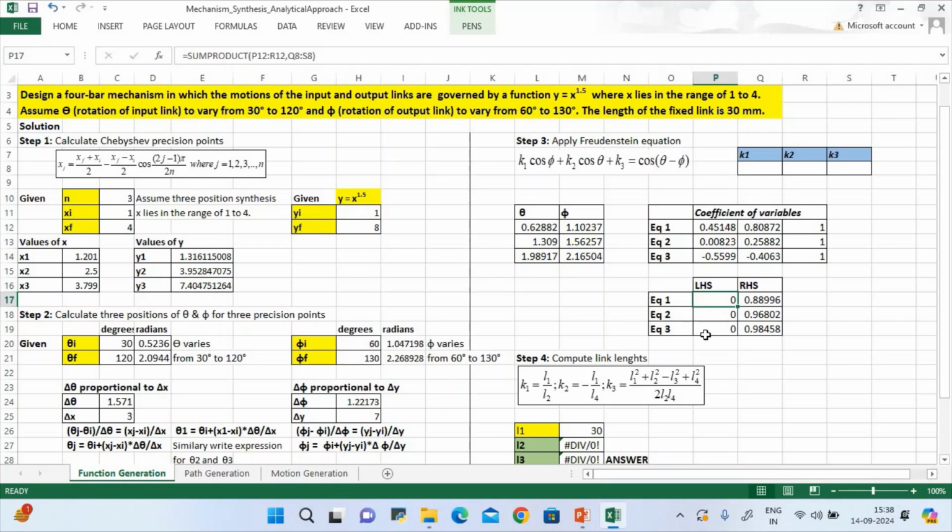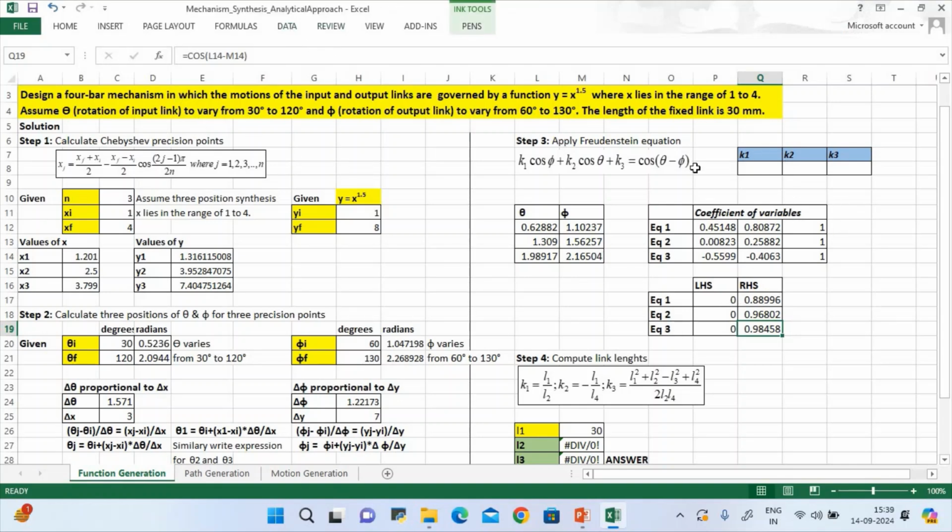That's it, right? So now once you have this, obviously here you will have the left hand side 0 0 0, because right now we don't have any value in these cells. Now on the right hand side, this is very easy. On the right hand side you have cos theta 1 minus phi 1, cos theta 2 minus phi 2, and cos theta 3 minus phi 3. So this part we already discussed.